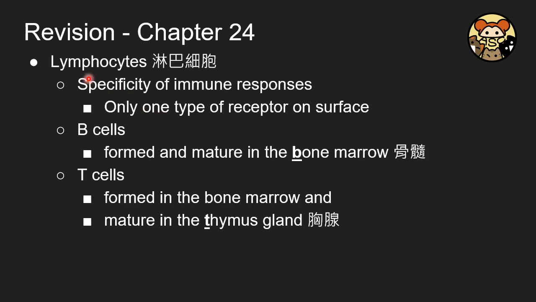So the lymphocytes are specific for this function, and only one type of receptor will be present on their surface. For the B cell, they are found and mature in the bone marrow. Because of the bone, we call it the B cell. And for the T cell, they are found in the bone marrow but mature in the thymus. So they are called the T cells.